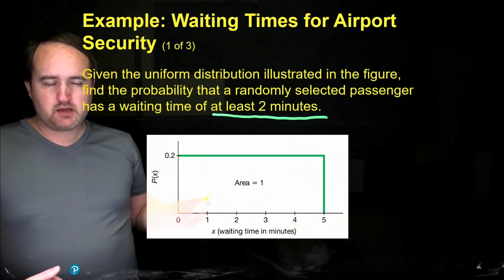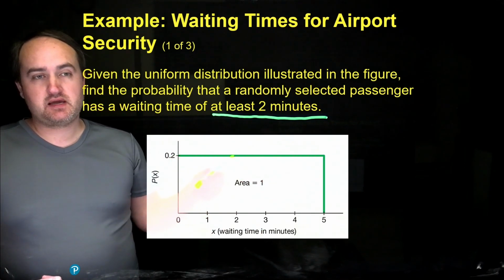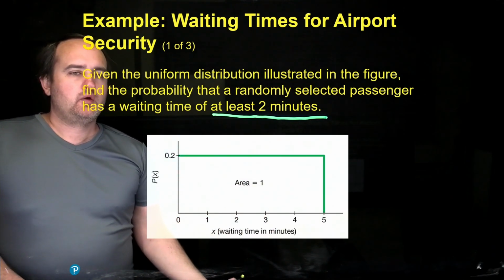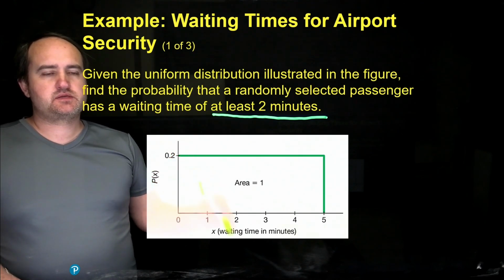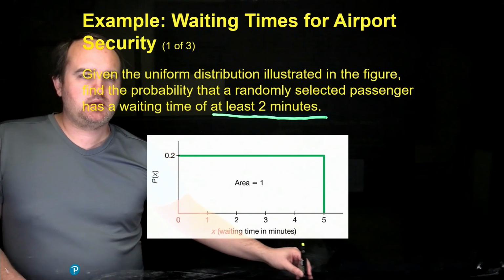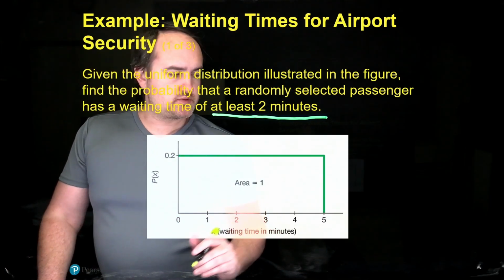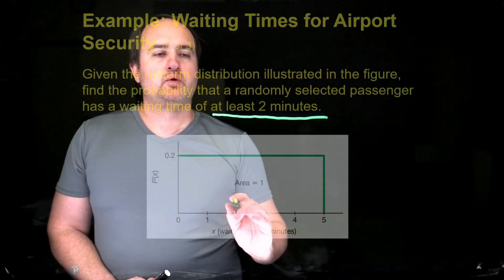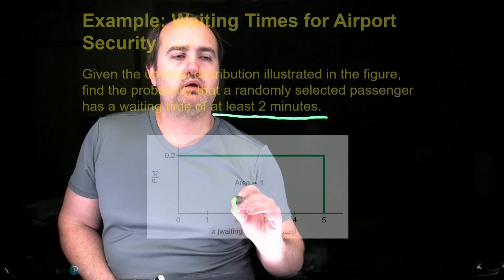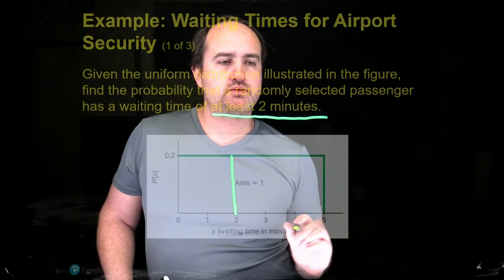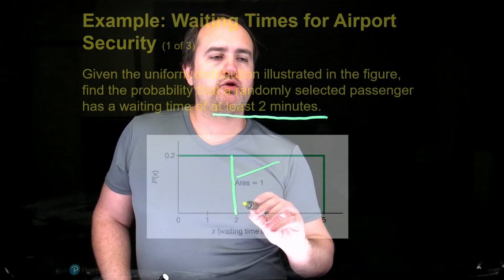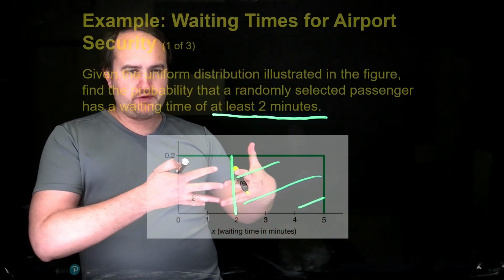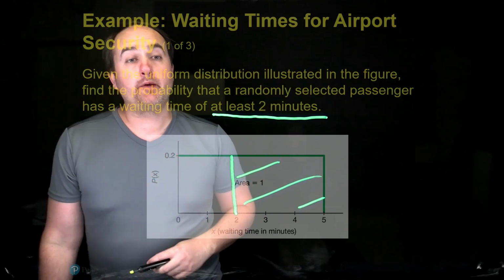So just think of it in that way. At least 2 minutes is the same as saying 2 minutes or more. Okay, so like here, what they're asking is to find the chance that we're between 2 minutes and the maximum, which is 5 minutes. So we're trying to find the area between 2 minutes and 5 minutes. So this area here. And we know that the total area equals 1, but we just want to find this area here, given that the total area of this whole rectangle is 1.